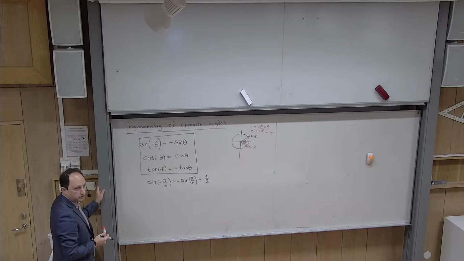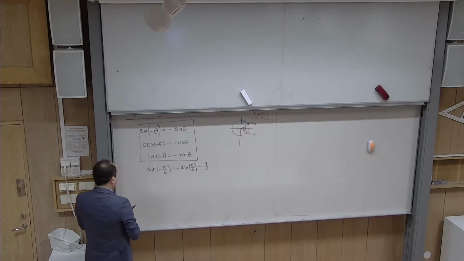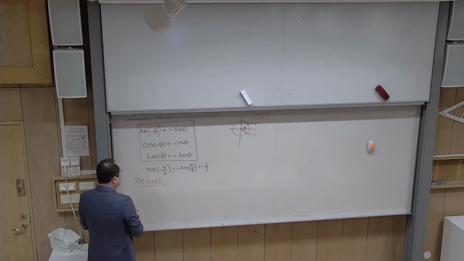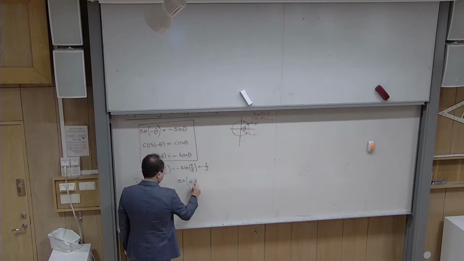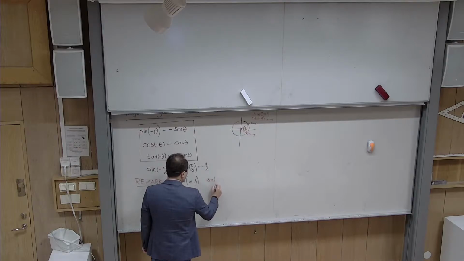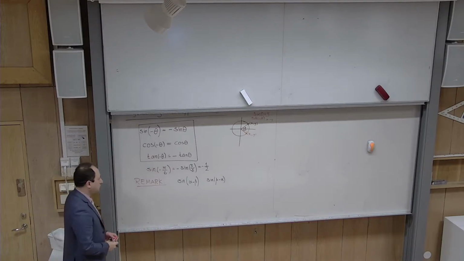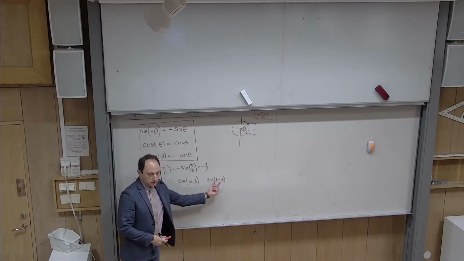Yes? Any questions? So if I want to write a remark here, what can I write? I can say that if alpha and beta are angles, what is the relation between sine of alpha minus beta and the sine of beta minus alpha? How are they related? I hope that you can see that this angle, whatever it is, and this angle, they are opposite. Why are they opposite?